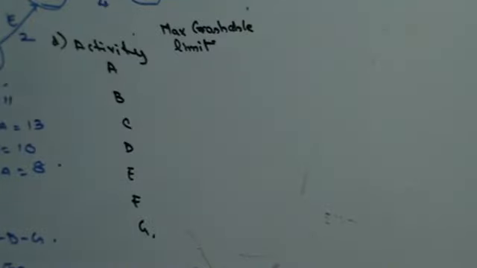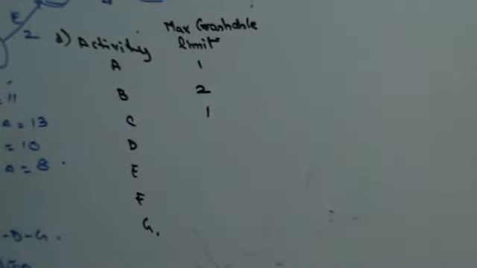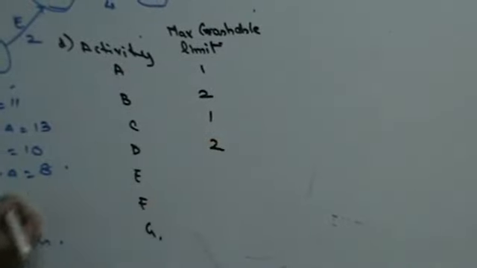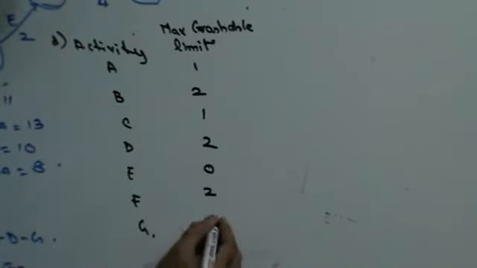So for activity A, it will be 4 minus 3, that is 1. 6 minus 4, 2. 2 minus 1, 1. 5 minus 3, 2. 2 minus 2, 0. 7 minus 5, 2. 4 minus 2, 2. Everyone's understood how I got my maximum crashable limit? My maximum crashable limit is normal time minus crash time. Fine, do we get this thing clear?